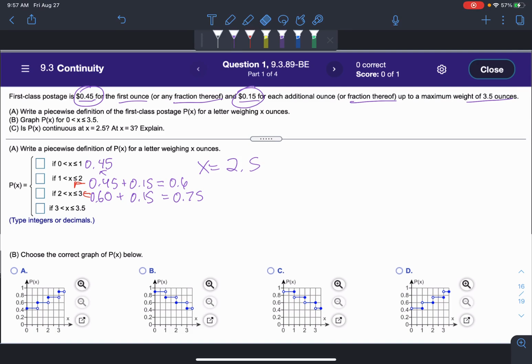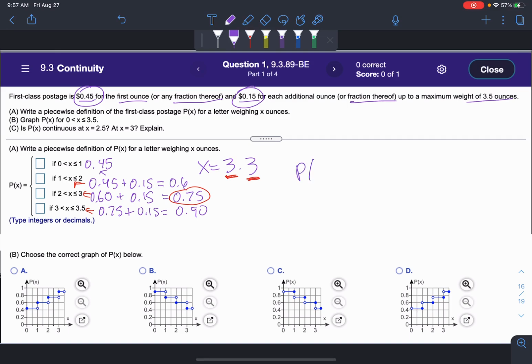And then finally, what happens if my package or my letter weighs 3.3? So now we're talking about this last case, right? Because 3.3 is between 3 and 3.5. So I need to pay for the 3 ounces, which we got from here. And then I need to pay 15 cents for the additional 0.3 ounce. So 1.5, 0.90.